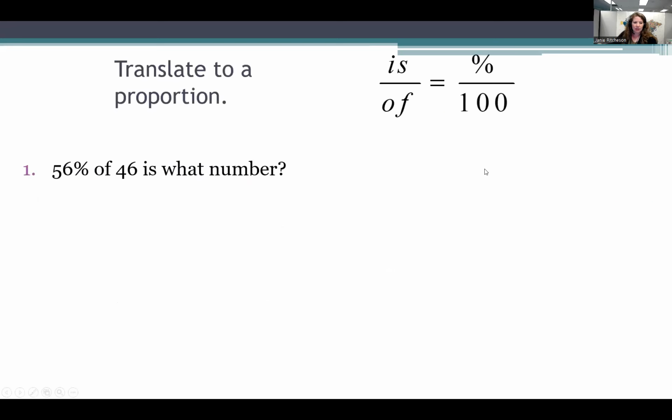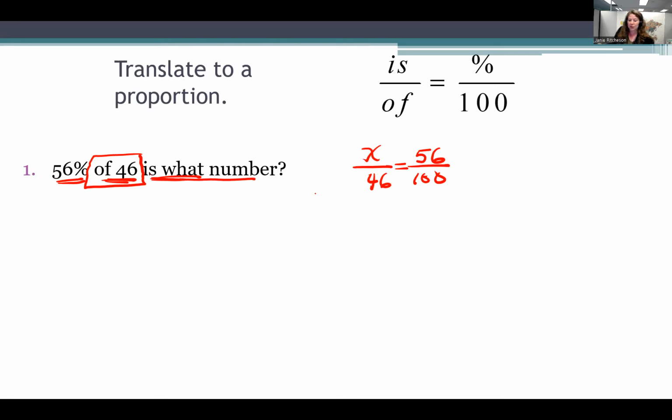All right, so let's look at this first problem here. It says, translate this sentence to a proportion. So 56% of 46 is what number? All right, well, this proportion tells you exactly where everything goes. The percentage always goes over 100, because that's literally what a percentage is. It's a number compared to 100. And then the is what's missing. Is what number? I don't know, but I do know my whole is 46.